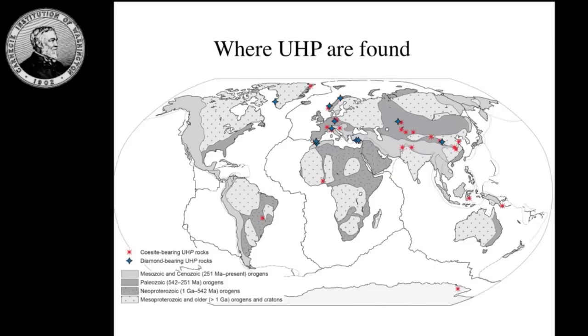This is a map of all of the known UHP examples. This is from Tatsuki Sujimori. These are coesite-bearing UHPs, the red stars, and a little bit down there, the world's youngest one. And then these are the diamond-bearing UHPs in the Alps and Norway, a little bit in Greenland, and then some over here in Central Asia.